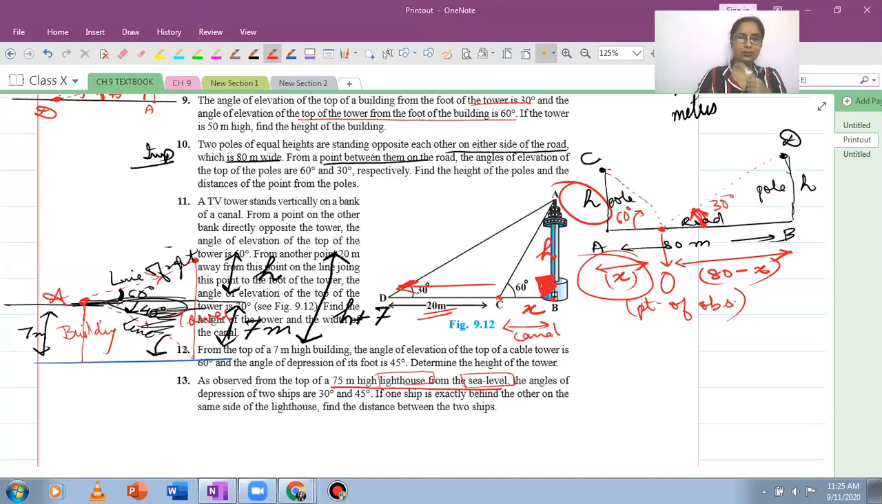I hope you are not actually hearing the disturbance in the background because there's some work going on here outside, so you might hear knocking going on.